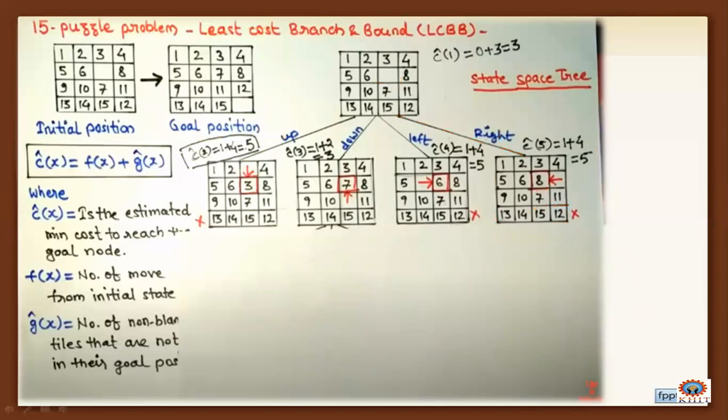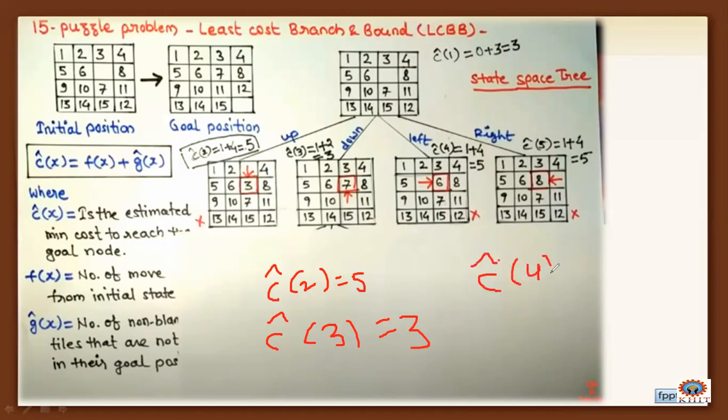So friends, here clearly observe that we have successfully found the values of C cap of 2 equal to 5, C cap of 3 value equal to 3, and C cap of 4 value, we got the value 5. C cap of 5 equal to, we get the value as 5.